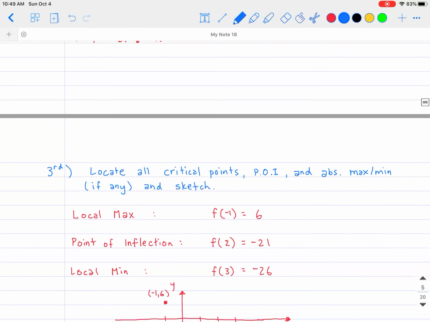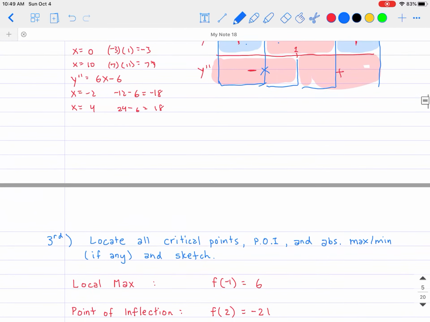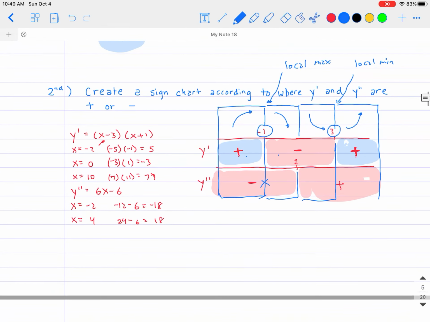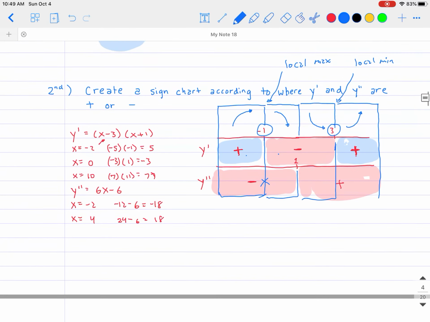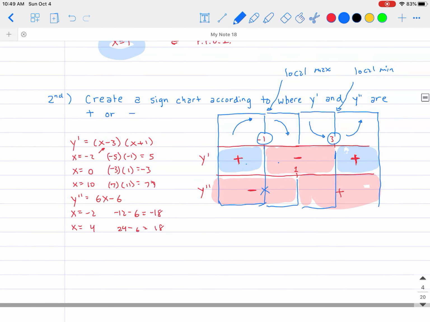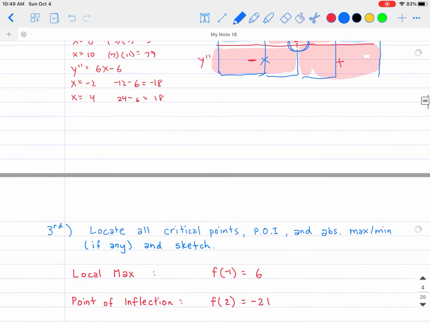But finally, let's go ahead and put it all together. Now what we're going to do is locate all the critical points and points of inflection and absolute maximum, absolute minimum, if there are any, and then sketch it. So we're going to go ahead and take those values and plug them into our graph to see what happens. So at first, let's see, we have a local maximum at x equals -1. So notice I'm plugging -1 into my original equation, which is going to give me 6. Then afterwards, my point of inflection is supposed to be at 1 over here.